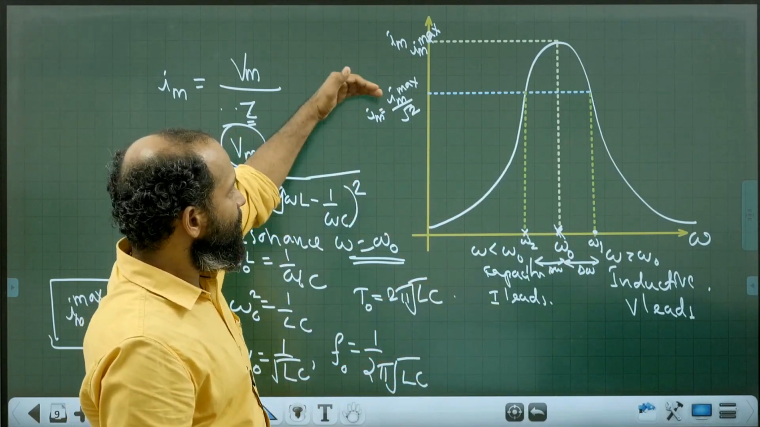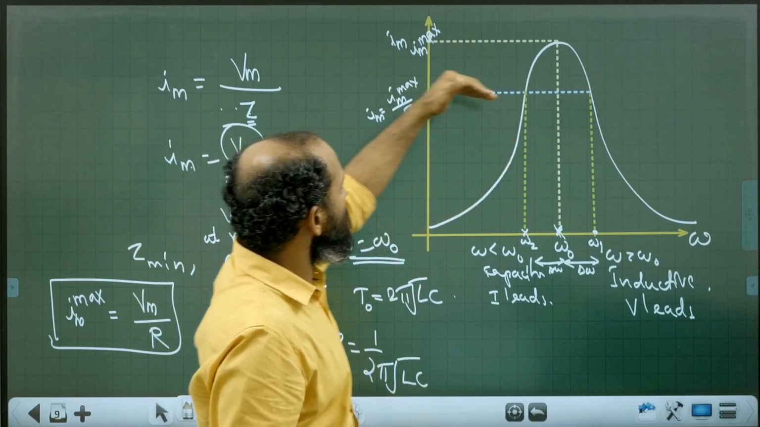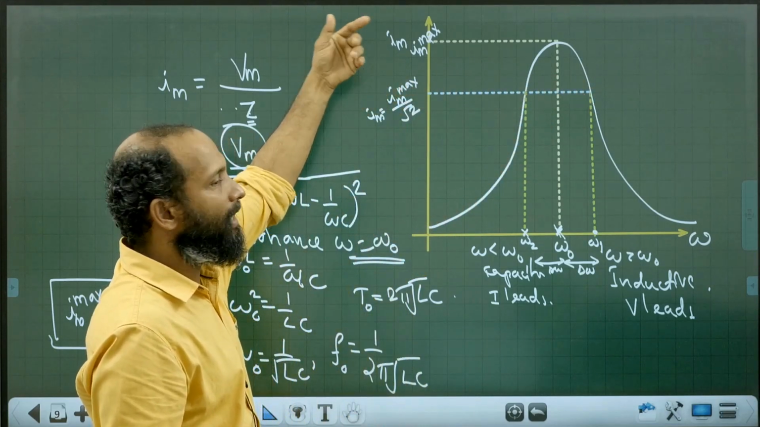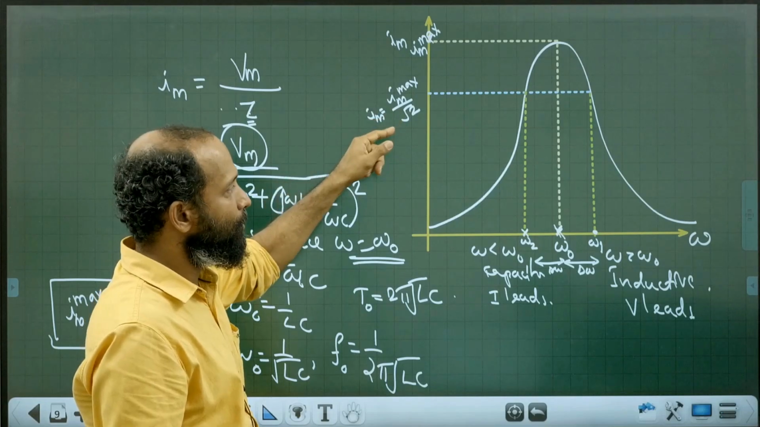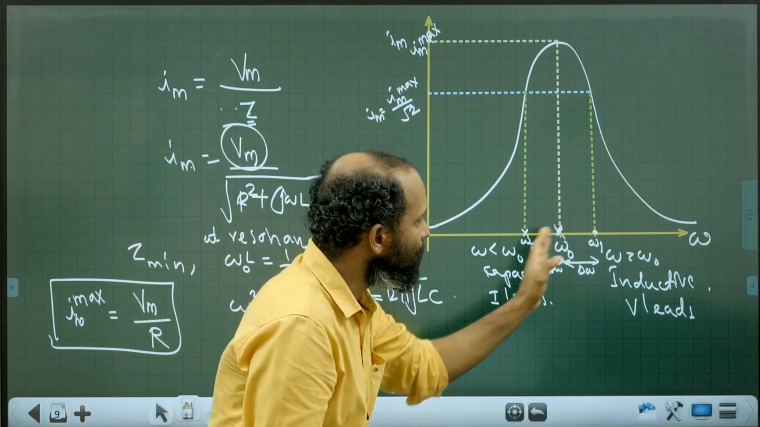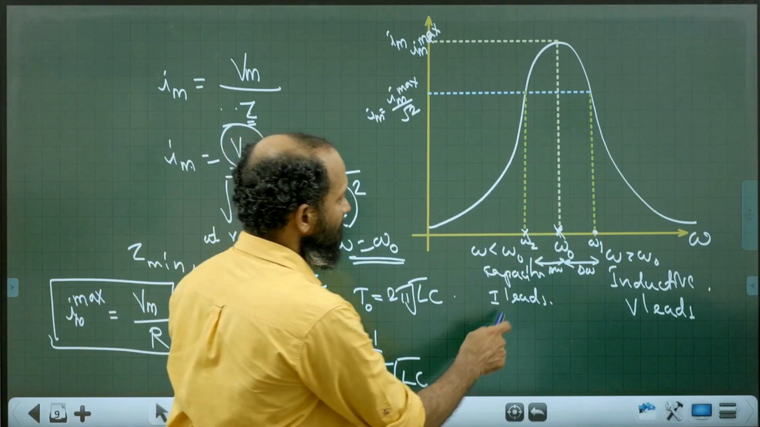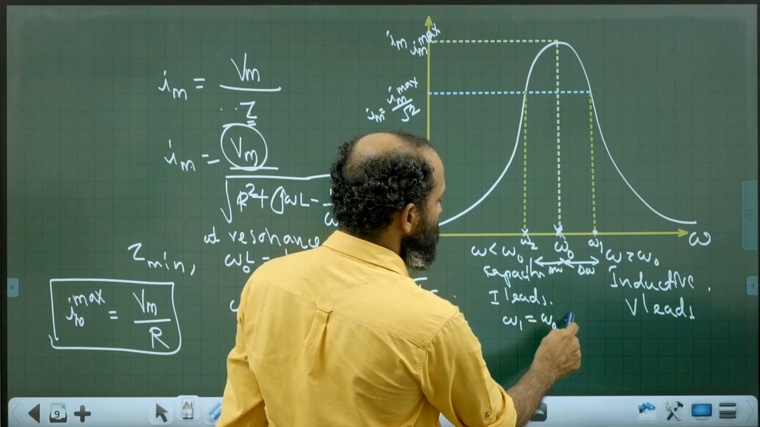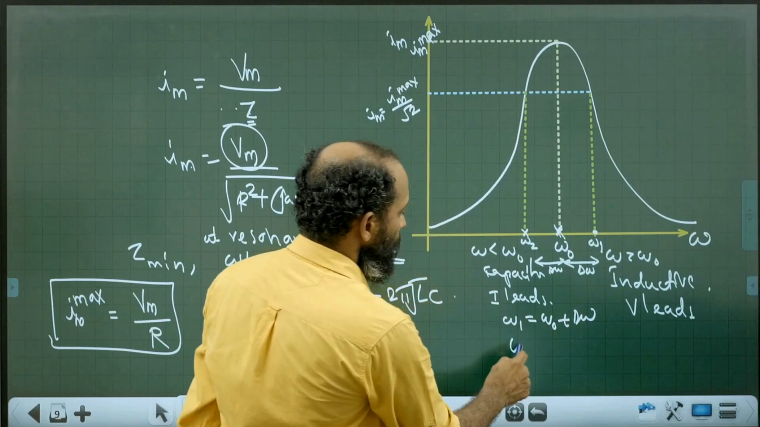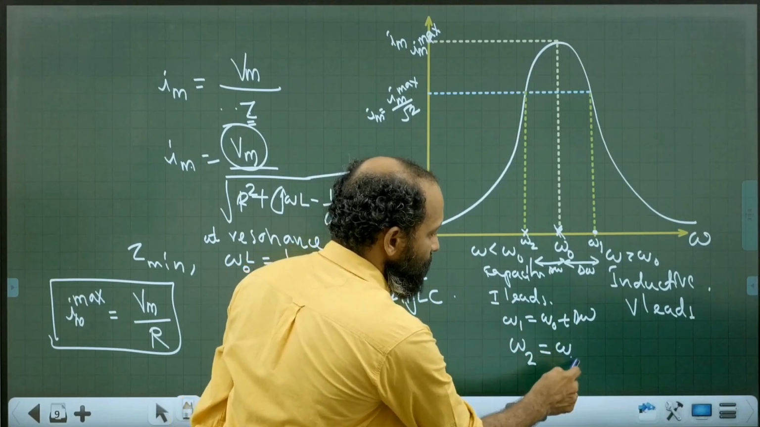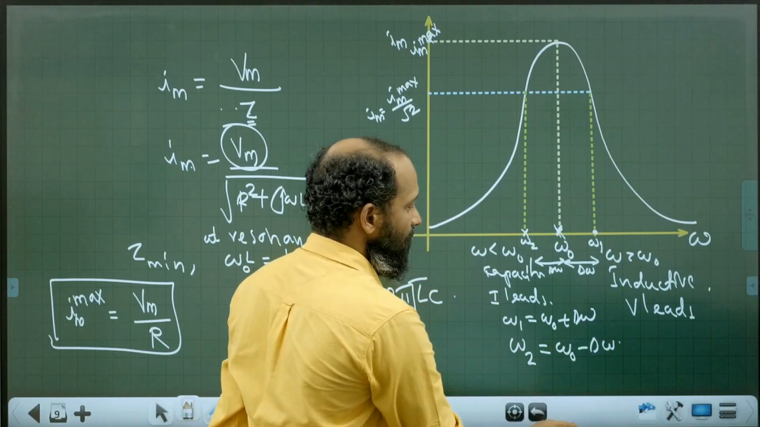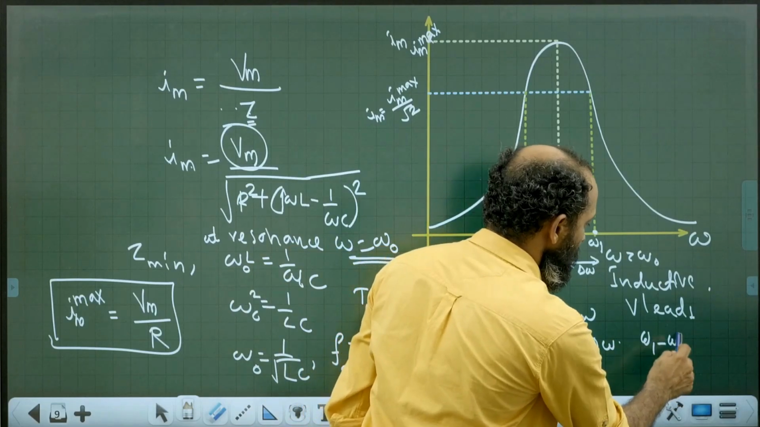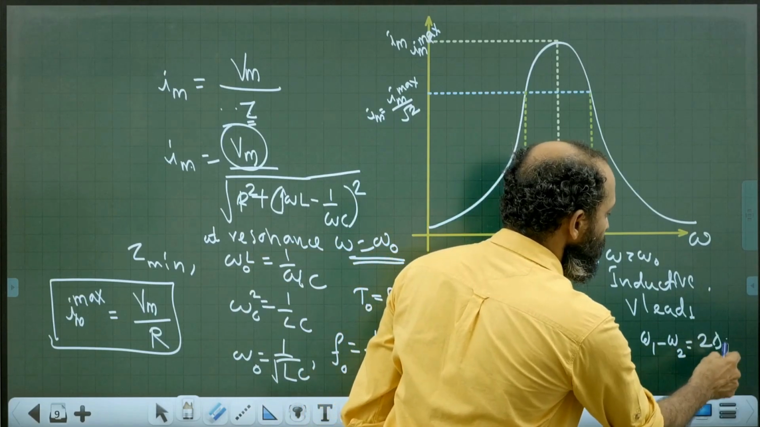This horizontal line, passing through 70% of the maximum current, that is Im max by root 2, splits this graph into two symmetric portions. Omega 1 can be written as omega 0 plus delta omega. Omega 2 can be written as omega 0 minus delta omega. Therefore, omega 1 minus omega 2 is 2 delta omega.